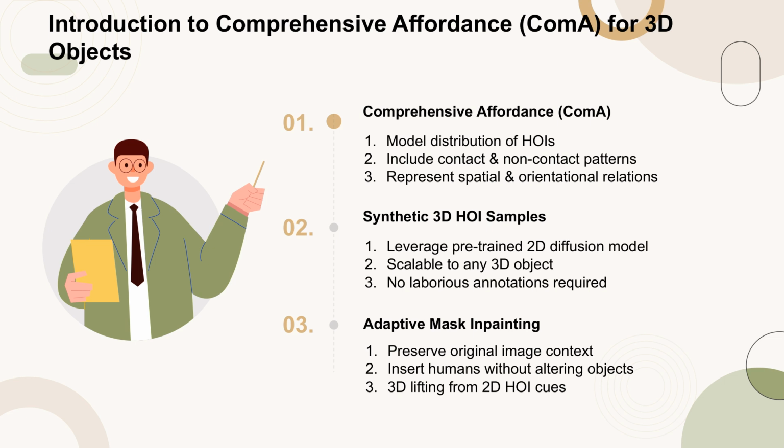To build ComA, we utilize a pipeline that synthesizes a large-scale dataset of synthetic 3D HOI samples using a pre-trained 2D diffusion model. This approach is scalable to any 3D object and does not require manual annotations. Additionally, we introduce adaptive mask and painting, a method that preserves the original context of an image while inserting humans, and enables 3D lifting from 2D HOI cues.